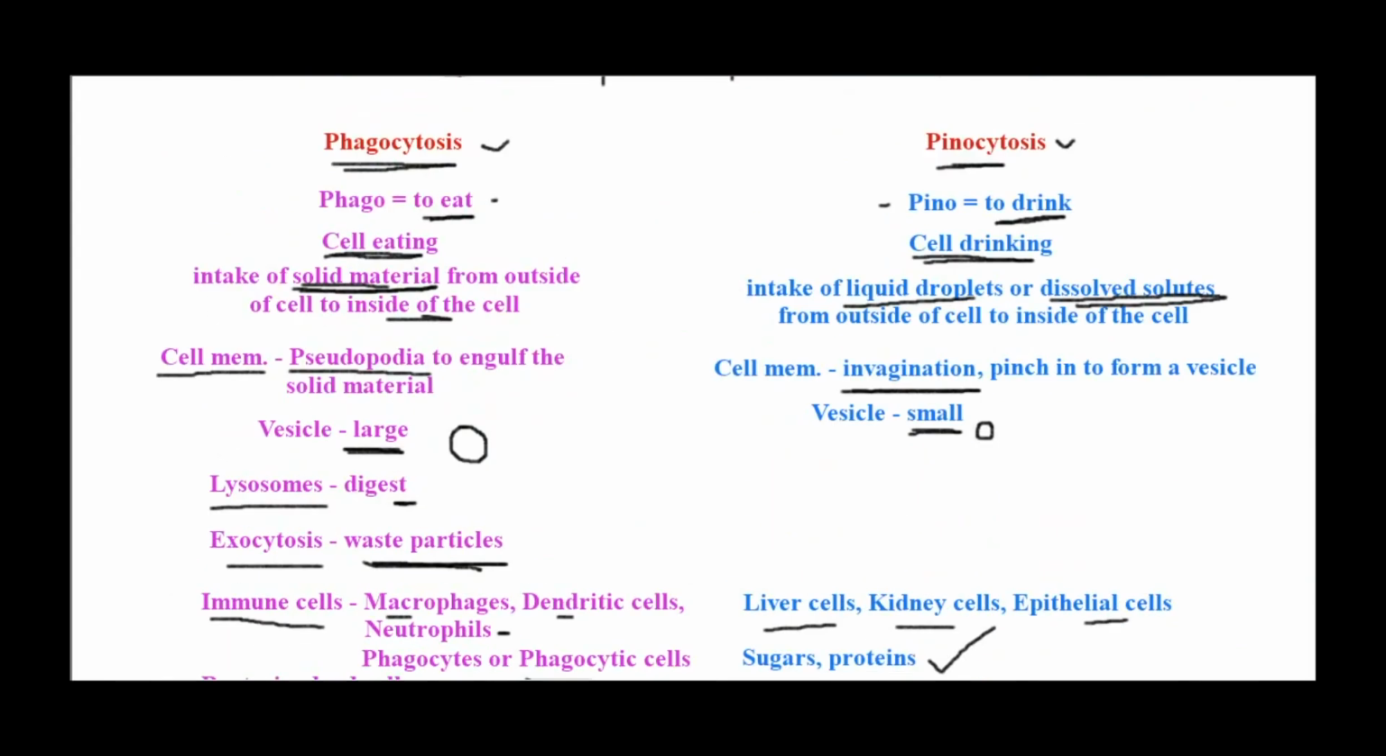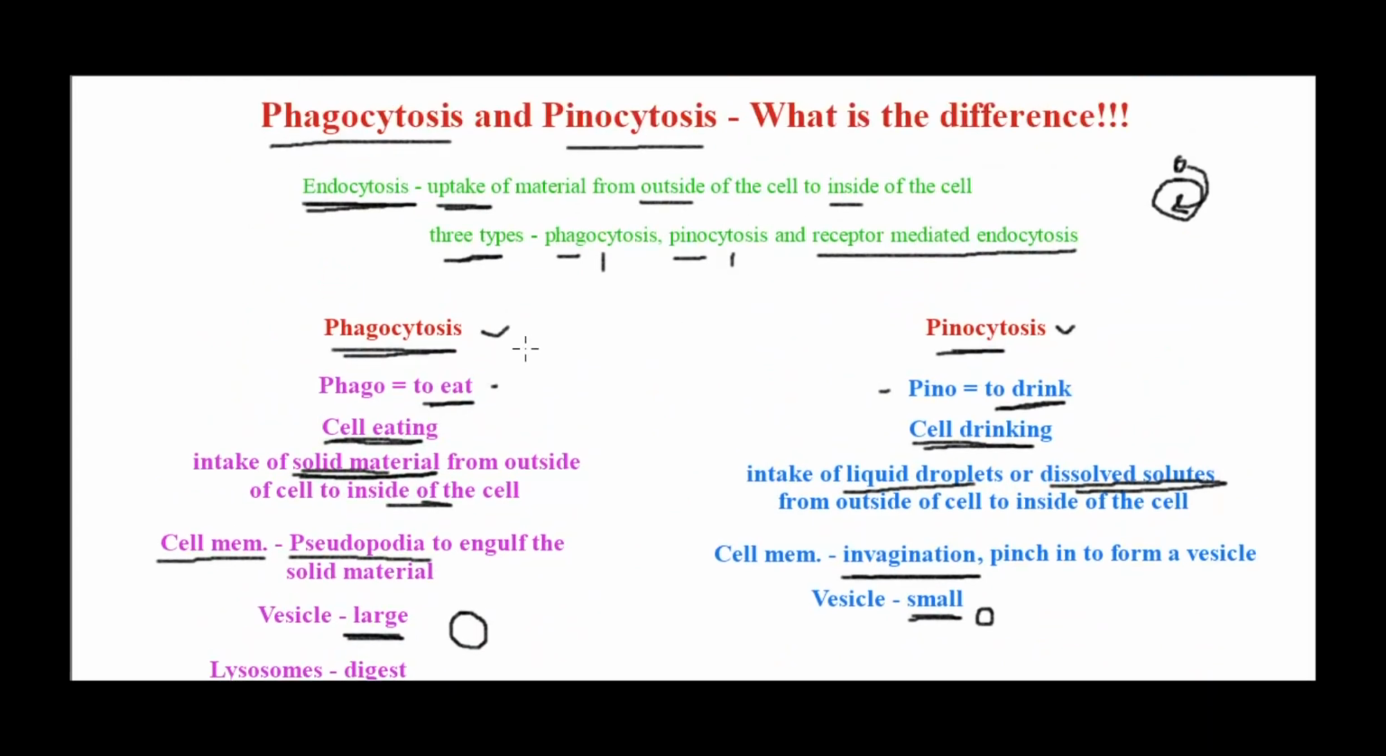So there you go. These are the main differences between phagocytosis and pinocytosis. Phagocytosis is cell eating and pinocytosis is cell drinking. Cell eating because it takes up large solid materials, and cell drinking because it takes up liquid droplets or dissolved solutes from outside of a cell to inside of a cell.